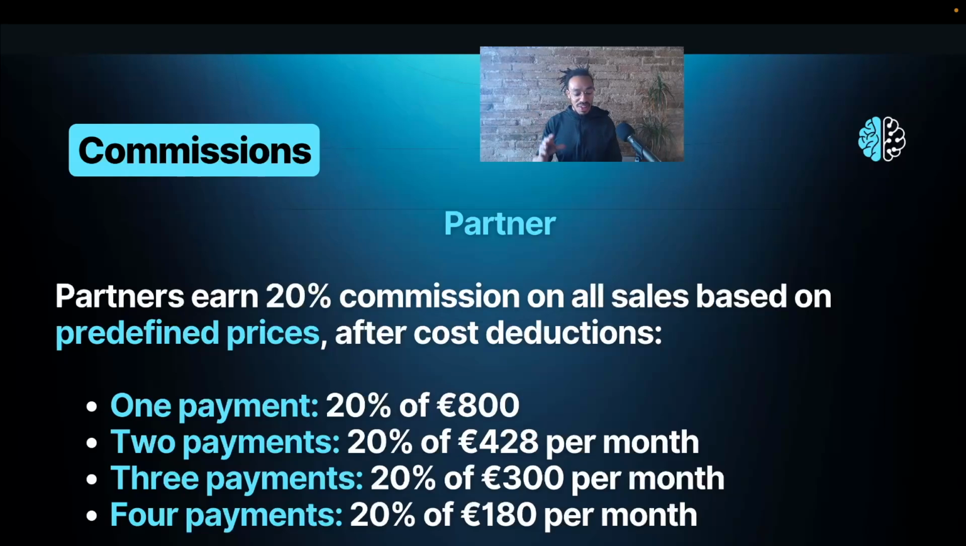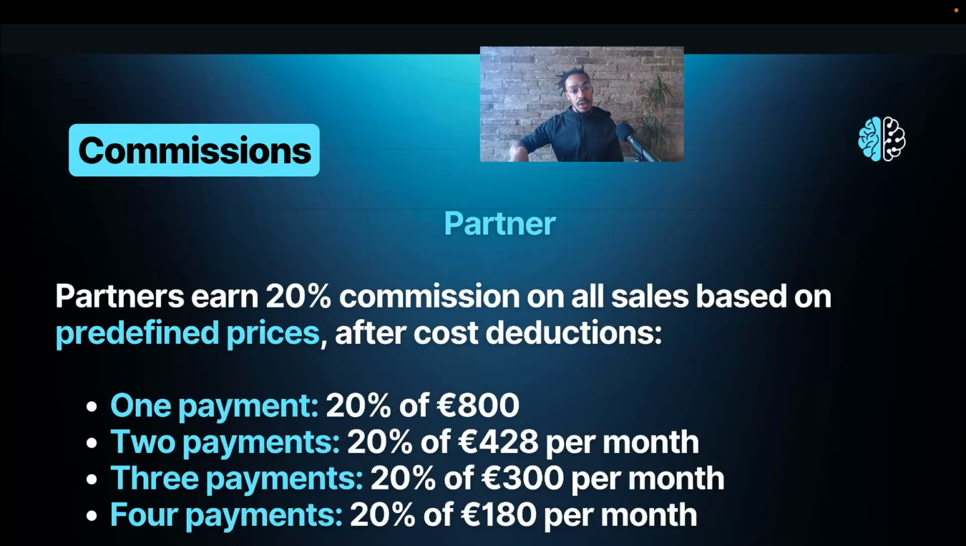Then there's two payments. So the two payments was 20% of 428 euros. So this is very precise. That means that, for example, if a sale has been generated in February in two payments, so the payment has been split in two, there is 428 euros this month and 428 euros that will be paid the next month in March.